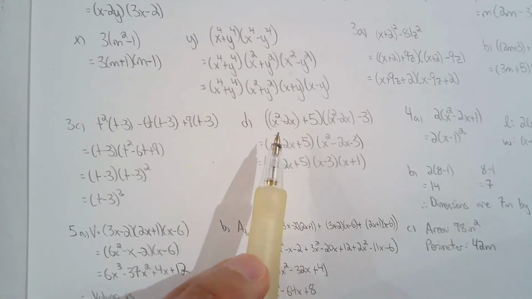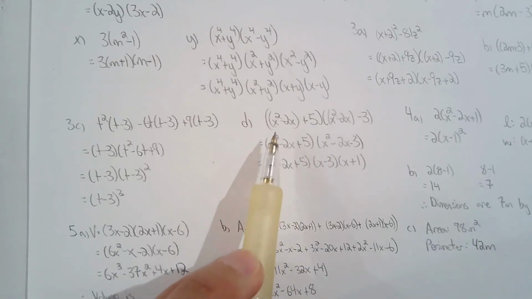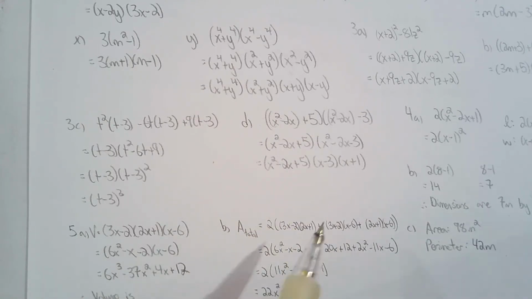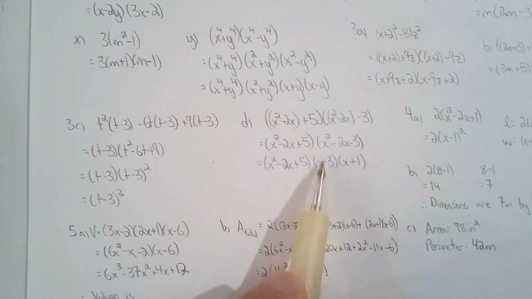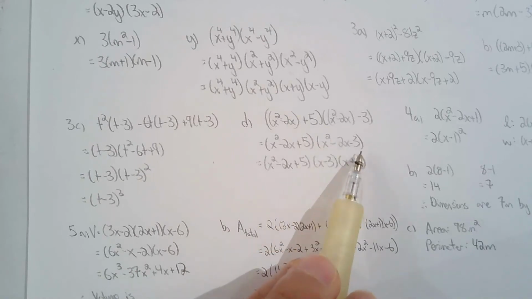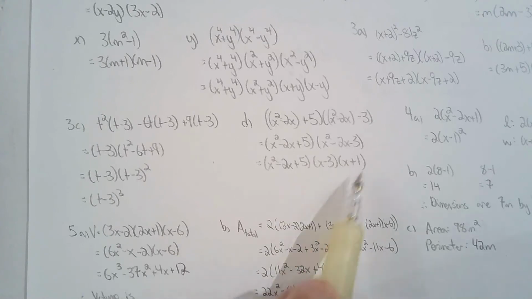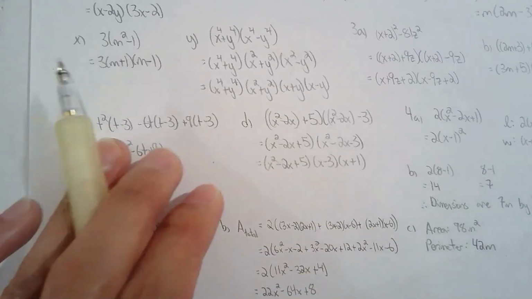For 3D, you could have let x squared minus 2x equal y to see the simple trinomial. I didn't do it that way, but you could have easily made your life easier by helping you visualize a simple trinomial. But remember, keep factoring, okay? x squared minus 2x minus 3, you can factor to (x minus 3) times (x plus 1). Remember, factor fully to get full marks.